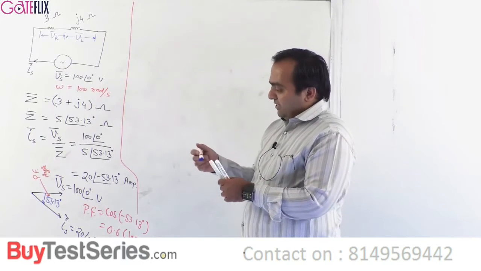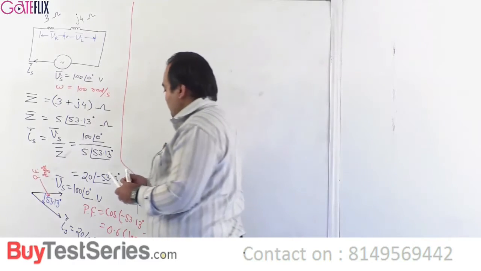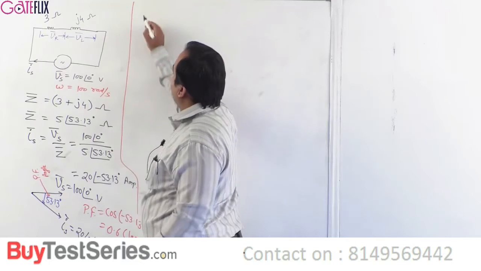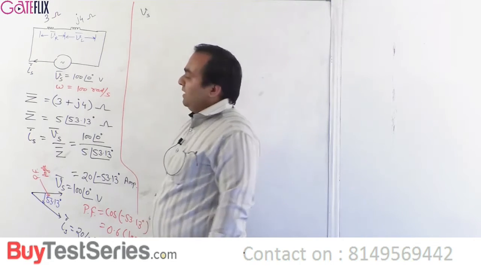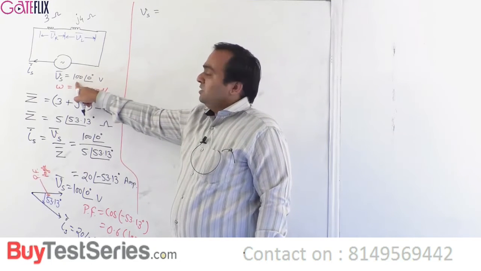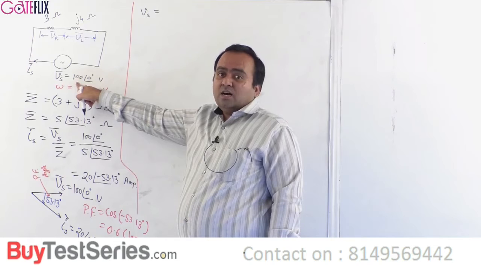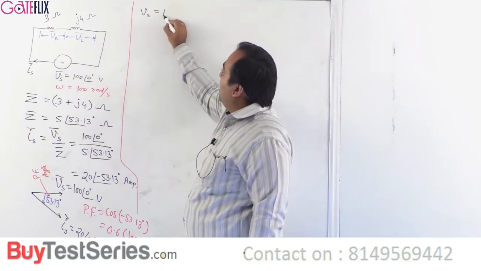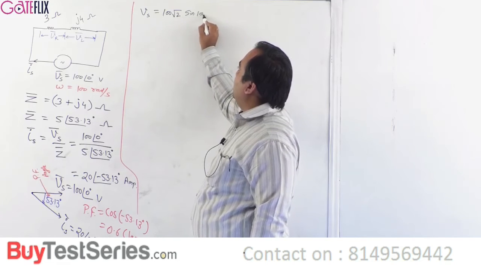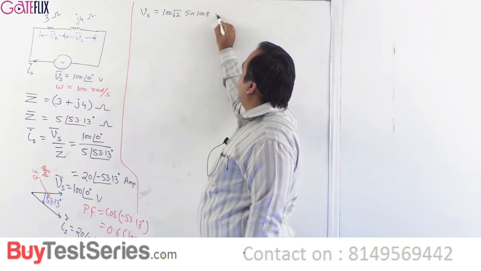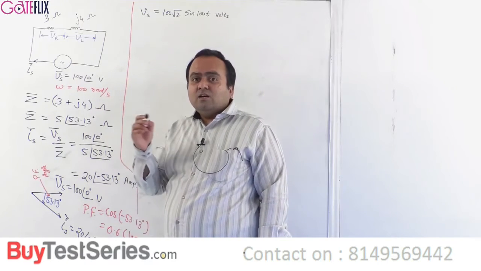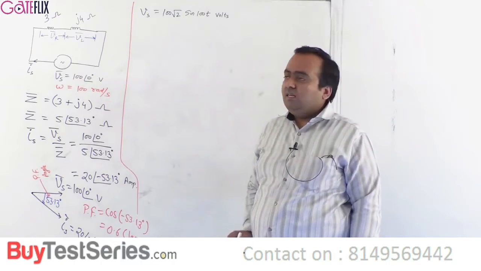Now what are the further calculations that we can do? See, if Vs is to be represented as a function of time or as a function of omega t, how would we represent it? What is the value? 100. 100 is the RMS value. So 100 root 2 sine omega t, omega is also 100, so sine 100 t volts. This is your Vs phasor or Vs as a function of omega t.